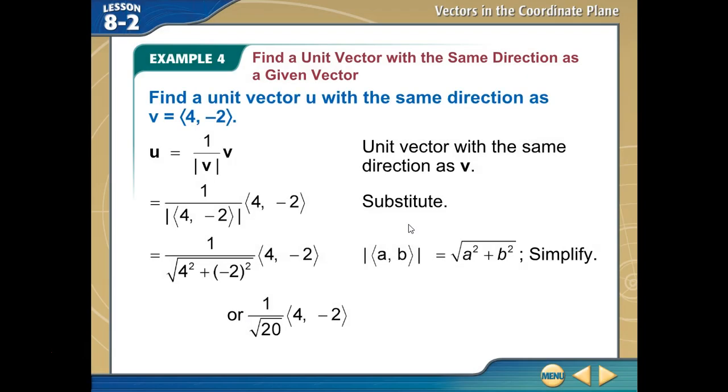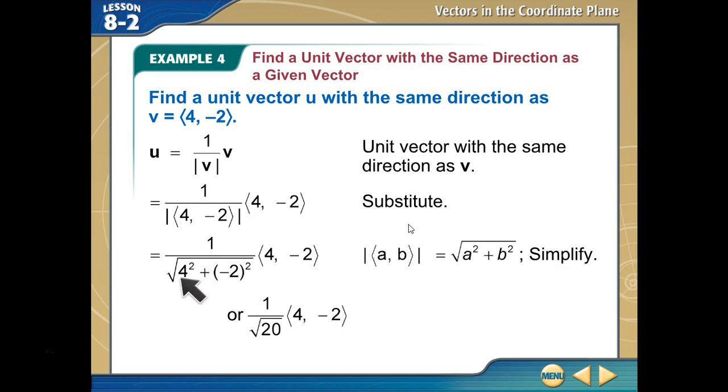So this is again making a general unit vector. I have a vector that goes from 4, -2. To determine the unit vector that's in the same direction, I'm going to find the magnitude of this, and then I'm going to divide by that.